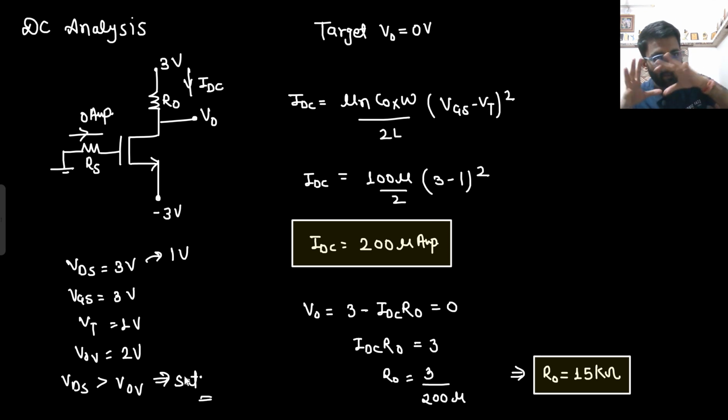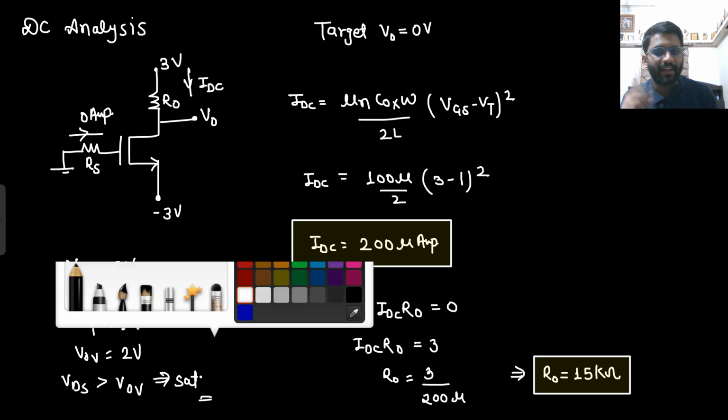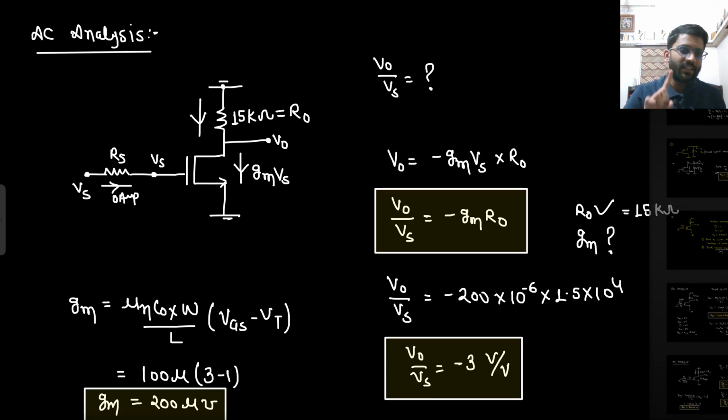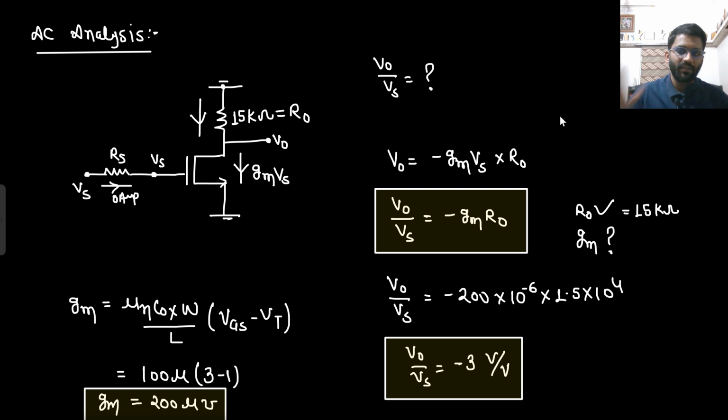But he has made the question smartly, making sure that V naught is 0, so that your VDS is higher than the overdrive voltage. Then everything is matched. Then the transistor is working in saturation region, we know the model, and now we are going to do the AC analysis. Vs is there, Vs current is flowing. So V naught will be simply GM Vs into R naught, that's it. V naught by Vs is minus GM R naught.